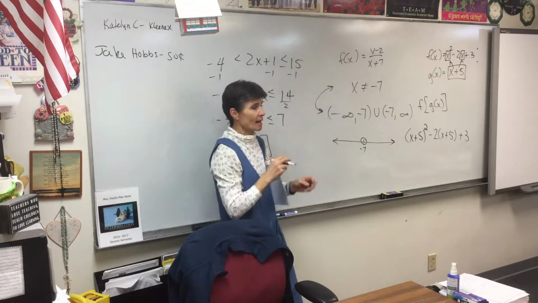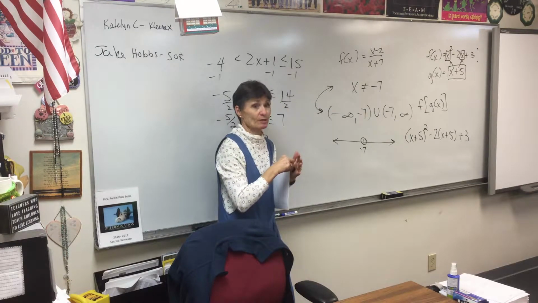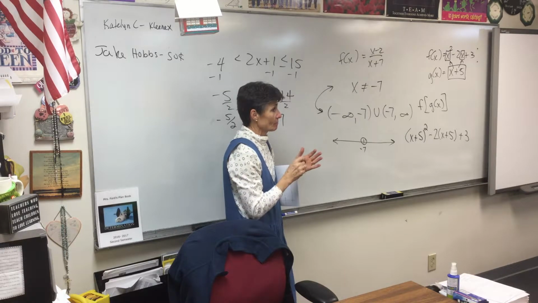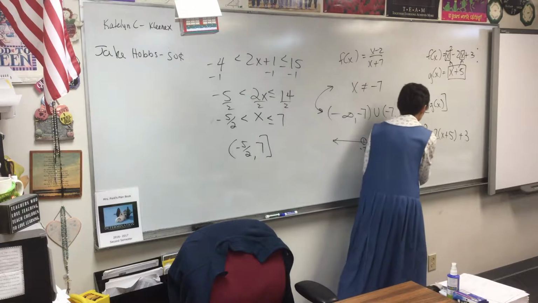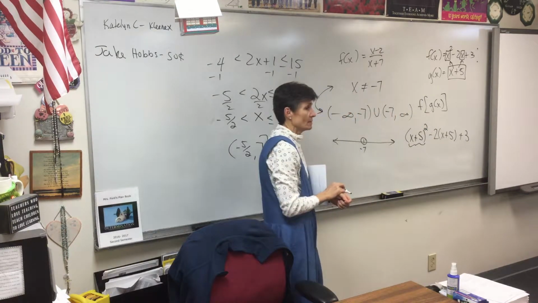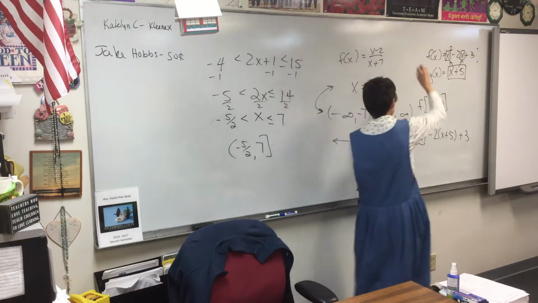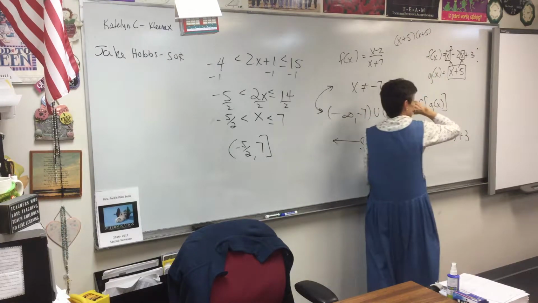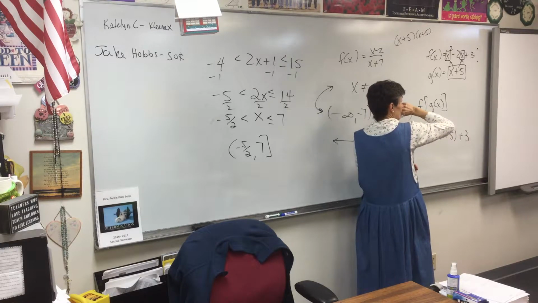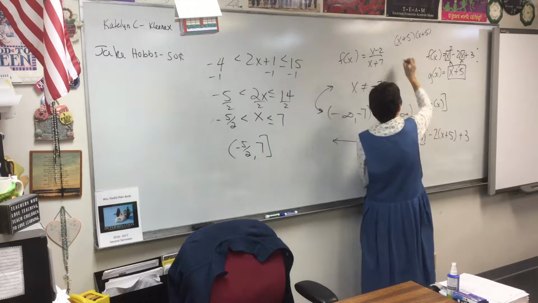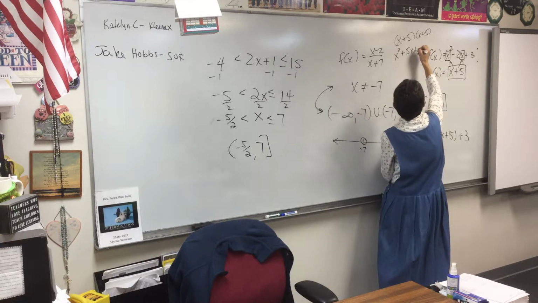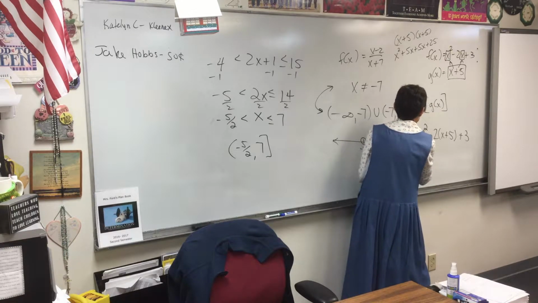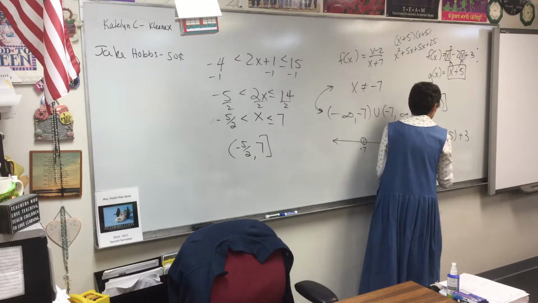Now it wasn't this exact problem, but we ended up with something similar to this yesterday. How did we handle it? FOIL. This is a FOIL right here. So we have to multiply x plus 5 times x plus 5. Right? So first, outside, inside, last. So x squared plus 10x plus 25.